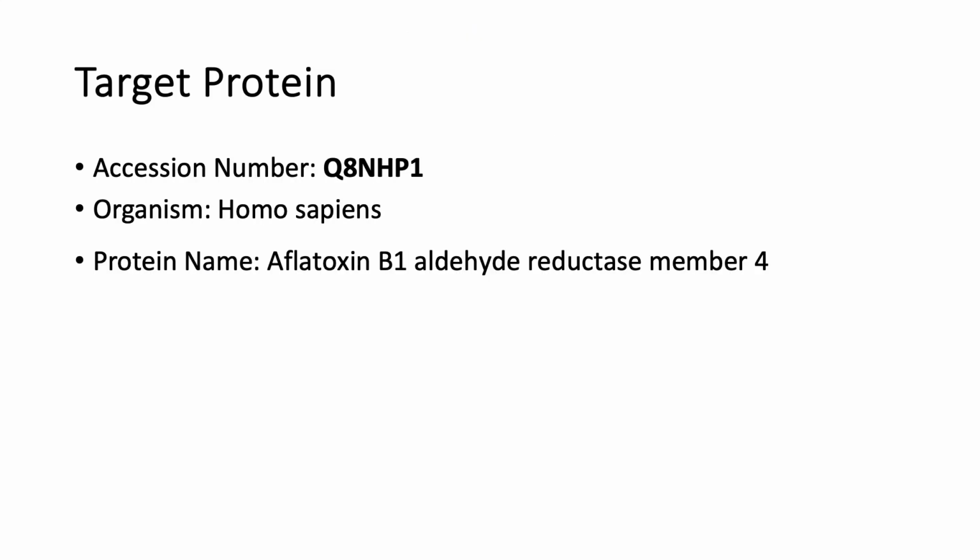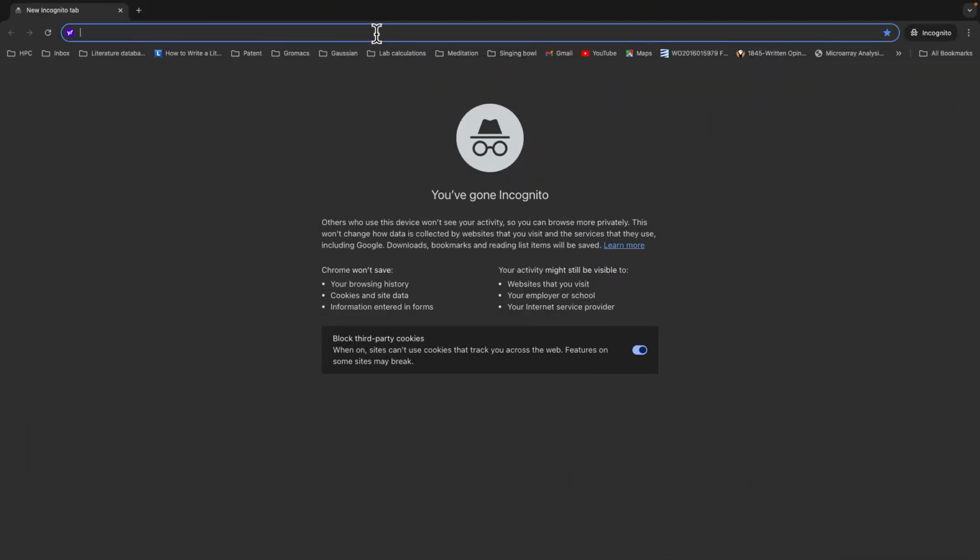For this demonstration, we will use the protein Q8NHP1 from Homo sapiens. The name of this protein is Aflatoxin B1 aldehyde reductase member 4. The 3D structure of this protein is not yet solved using any experimental methods like NMR or X-ray crystallography, so predicting its 3D structure can provide valuable insights into its potential roles in biological processes and its interaction with other molecules.